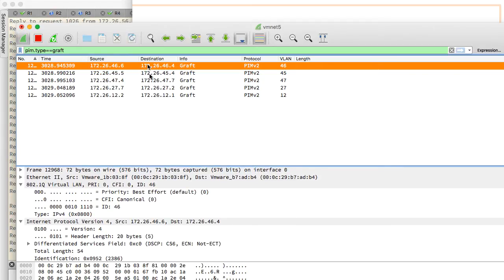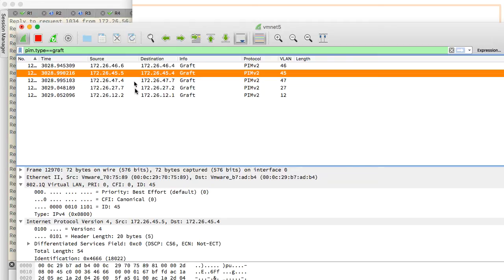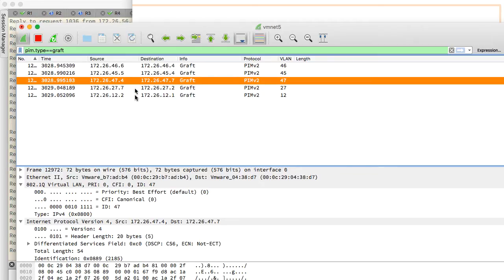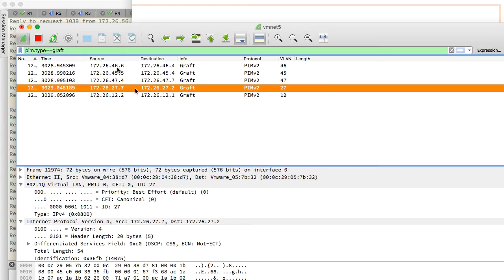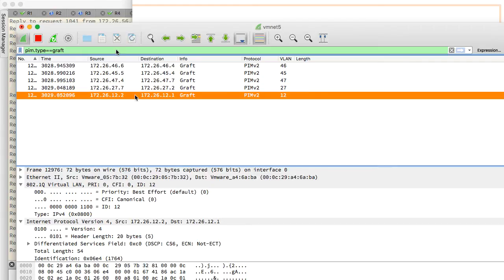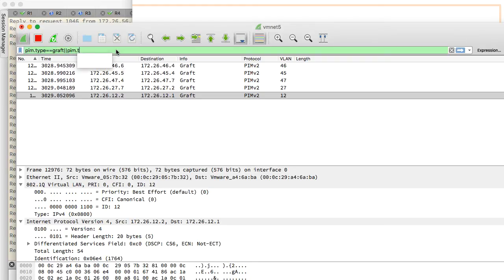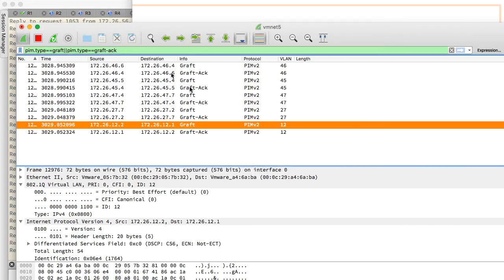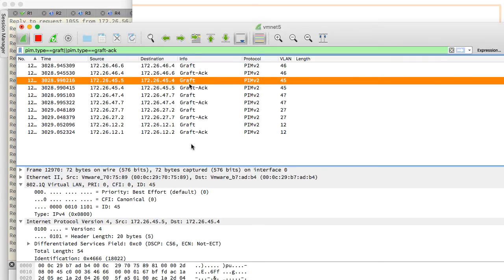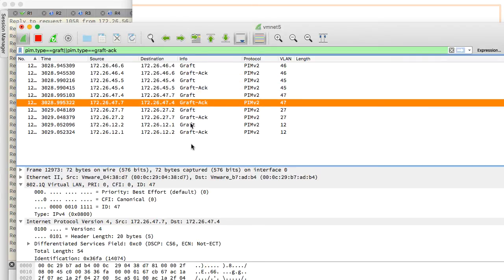But as you can see, R6 and R5 both sent it to R4. R4 is sending it to R7. R7 then had to graft itself back to R2. R2 had to graft itself back to R1. And both of these should have also been replied to with Graft-Acks. So there we go: graft, then Graft-Ack, another graft, Graft-Ack, graft, Graft-Ack, and the traffic now starts flowing.